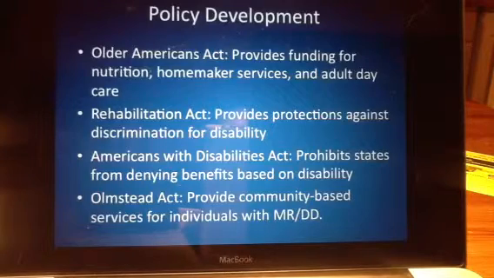The Americans with Disabilities Act prohibits states from excluding or denying benefits or services for individuals with disabilities on the basis of disability. The ADA was modeled after Section 504 of the Rehabilitation Act of 1973, which provides protections for individuals with disabilities against discrimination based on disability.